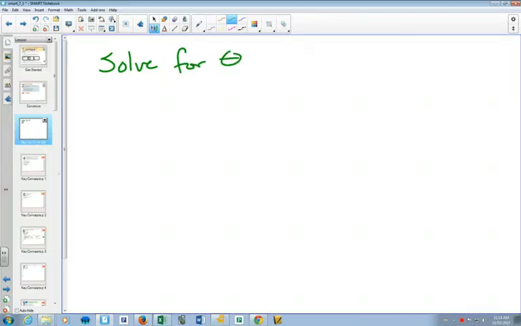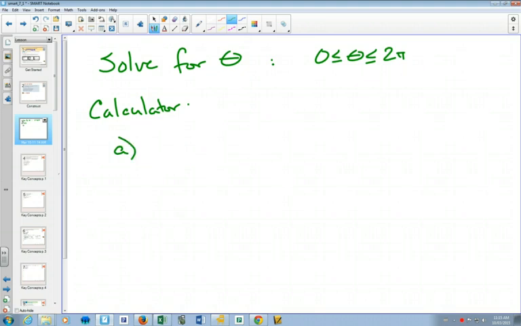These questions will all be solved for theta, and we're going to solve them between 0 and 2 pi. So that would be one time around your unit circle. And the first ones would be on a calculator part of your exam, or test, or quiz, or whatever. So A, we're going to solve 3 sine theta equals -2.